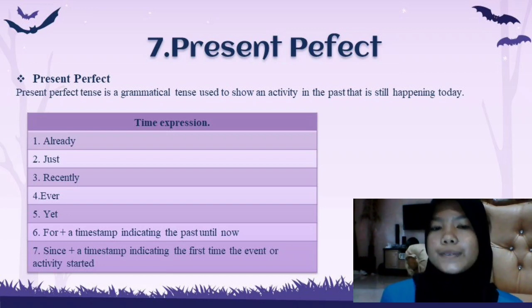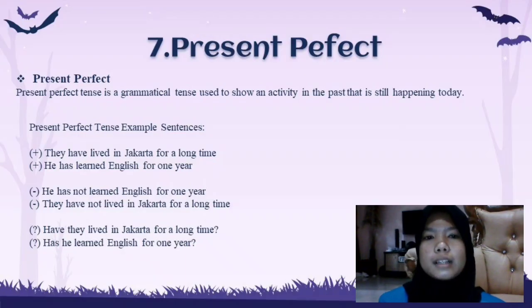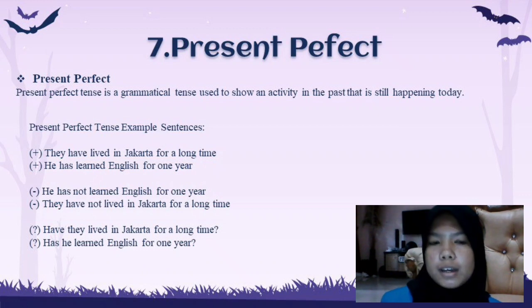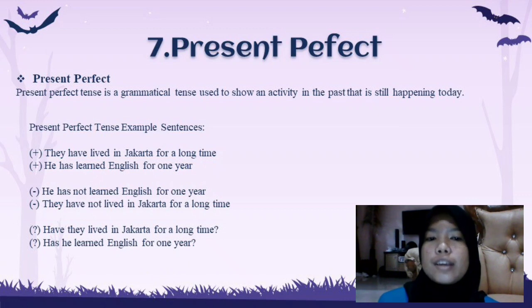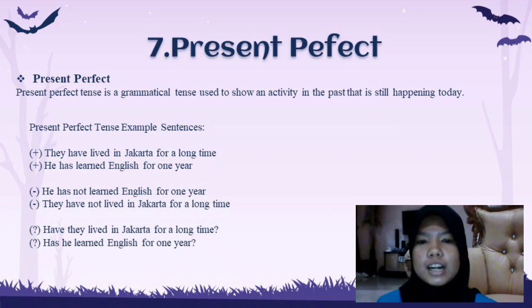Next I will explain examples of the present perfect tense. Positive: they have lived in Jakarta for a long time, and he has learned English for 1 year. Negative: he has not learned English for 1 year, and they have not lived in Jakarta for a long time. Interrogative: have they lived in Jakarta for a long time? And has he learned English for 1 year?